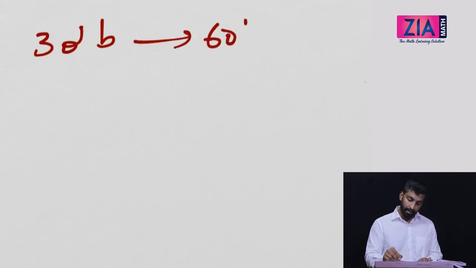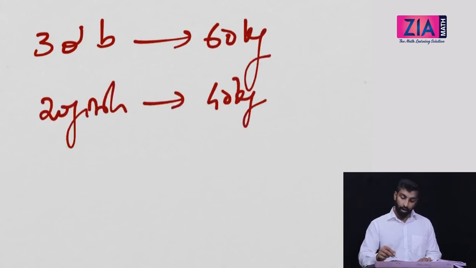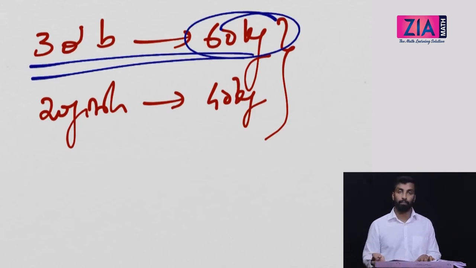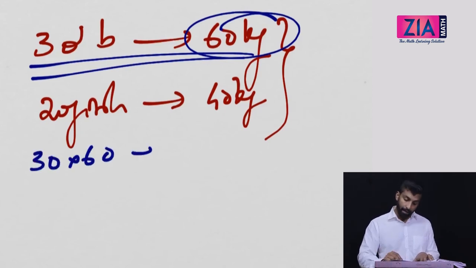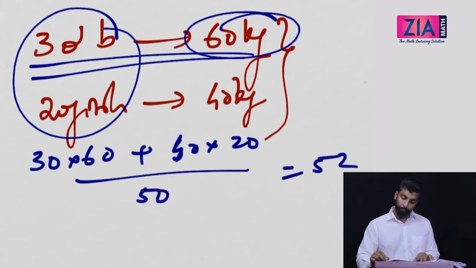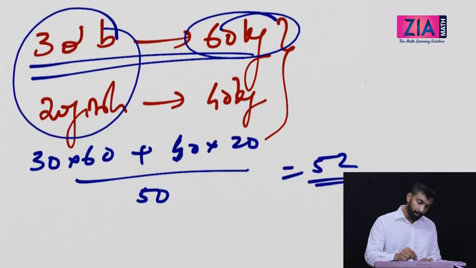What if the numbers are different? Let's take this case. 30 boys, 60 kg, 20 girls, 40 kg. Now if you need to find the average, what is the average? Total weight divided by total numbers, right? Now by looking at this itself, I know it will be closer to 60, because weightage of boys is more. So basically we need to find 30 into 60, you get the total weight of boys, plus 40 into 20, you get the total weight of girls, add, divided by total, that is nothing but 50, you get 52. This is what weighted average is. So when the numbers are different, you will find the weighted average. When the numbers are similar, you will find the simple average.